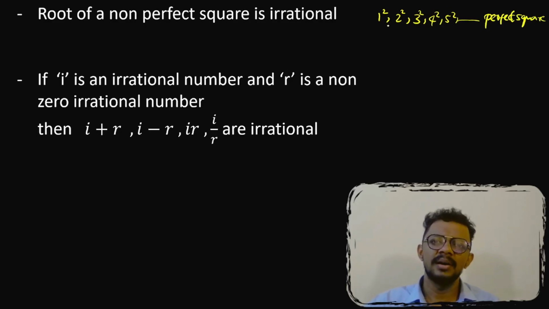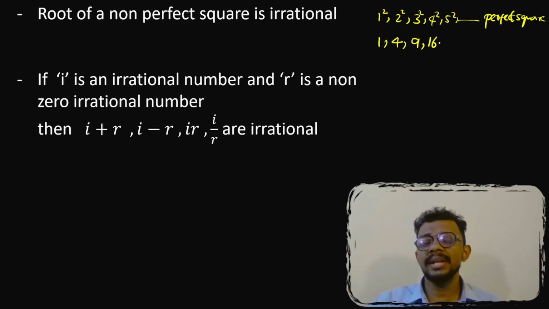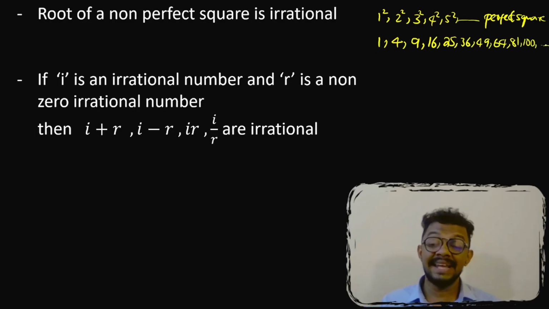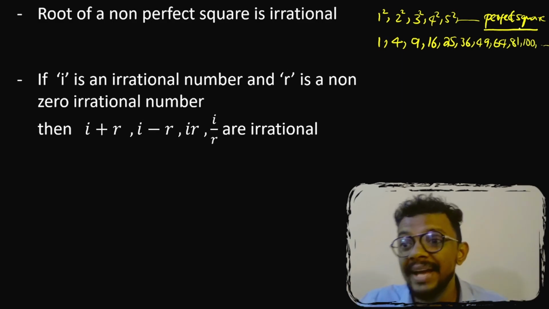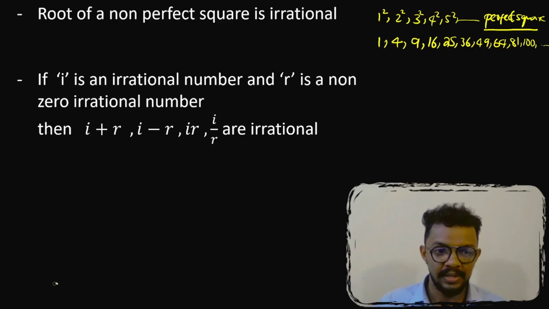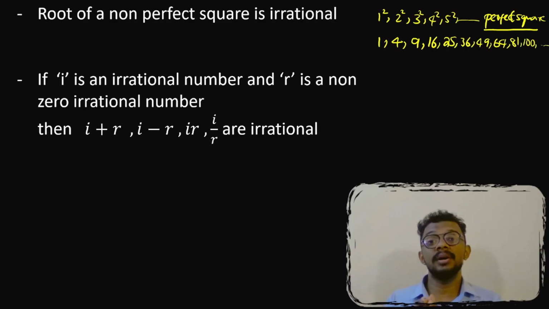What is 1 square? 1 into 1, 1. 2 square, 2 into 2, 4. 3 square, 3 into 3, 9. 4 square is 16. 5 square is 25. Then 36, 49, 64, 81, 100, and it goes on. It's a never ending sequence. These are called perfect squares. The root of any non-perfect square is an irrational number.